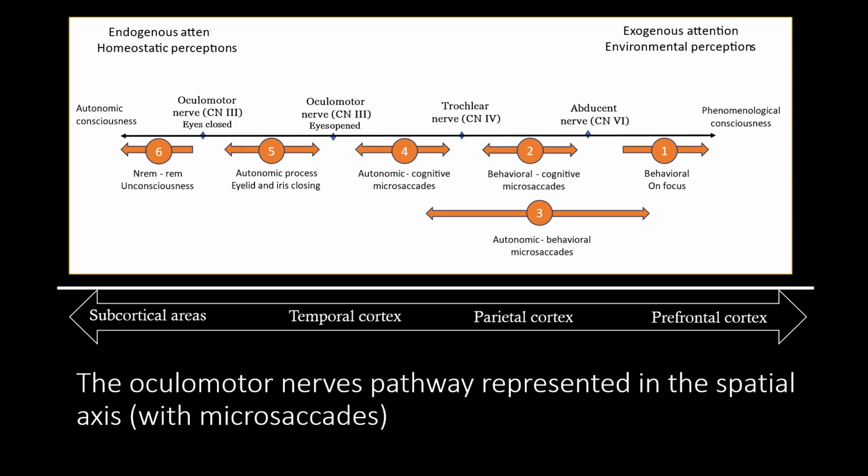The oculomotor nerve pathways can be represented in a two-directional axis, from phenomenological to autonomic attention. The abducens nerve activates foveal vision and directs attention to the environment. On the opposite side, the oculomotor nerve pathway is connected to subcortical areas, the limbic system, related to autonomic perceptions. Between them, the trochlear nerve pathway activates the dorsal stream areas and mediates both processes, analyzing the external stimuli and the autonomic processes, such as memories, and contributing to image formation.